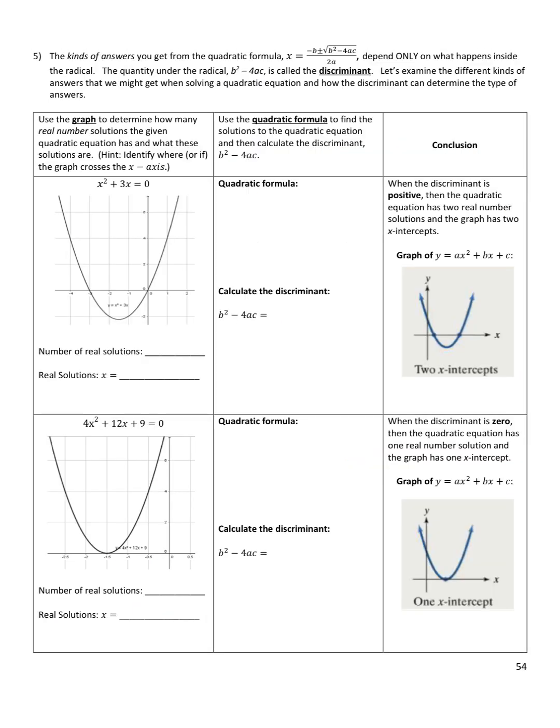The kinds of answers you get from the quadratic formula depend only on what happens inside the radical, right? So if what's in that radical comes out negative, you are going to have imaginary solutions. And if it's positive, you're going to have real solutions. If it's 0, you're going to have one real solution. Okay, so let's look at this.